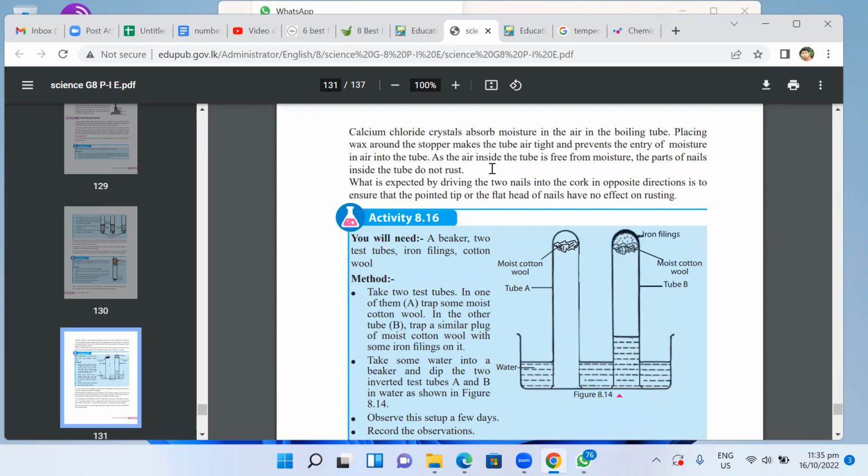Actually here, calcium chloride crystals absorb moisture in the air inside the boiling tube. Placing wax around the stopper makes it airtight and prevents the entry of moisture. So the moisture from the environment will not come inside the tube. So when you see the experiment, after some time there will be no effect of rusting.